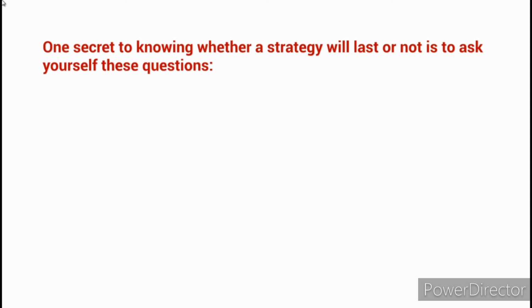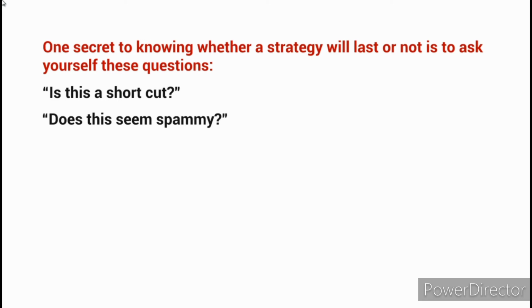Now, obviously, we're not going to know exactly if the strategy is going to last or not, but part of the strategy is figuring out what Google wants and fulfilling that. Now, one secret to knowing whether a strategy will last or not is to ask yourself these questions. So this strategy, along with other strategies, you should ask this question over and over: Is this a shortcut? And does this seem spammy? And best of all, will this upset your visitors?